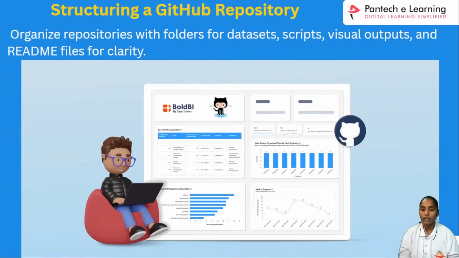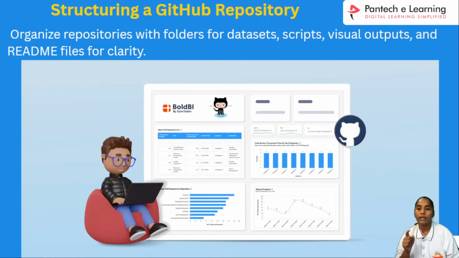If you are seeing the GitHub, how will it be? It organizes repositories with folders for the data sets, scripts, visual outputs and readme files. What is the meaning of this requirement? If you are opening any GitHub personal profile, there you can see data set, scripts, coding, output, visuals, and at the bottom you can see a particular readme file.